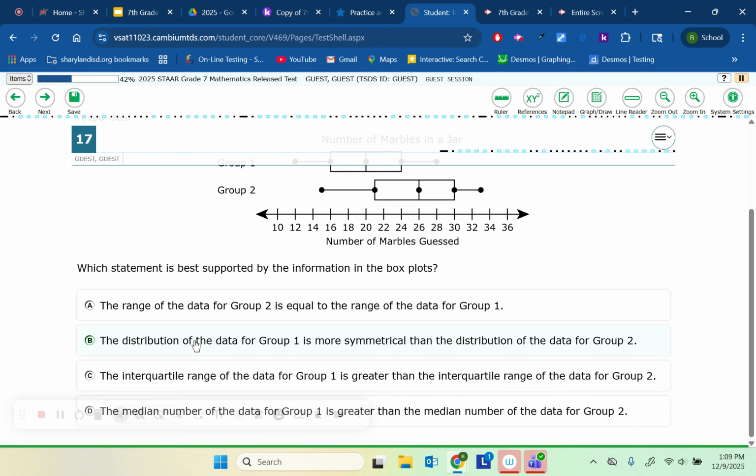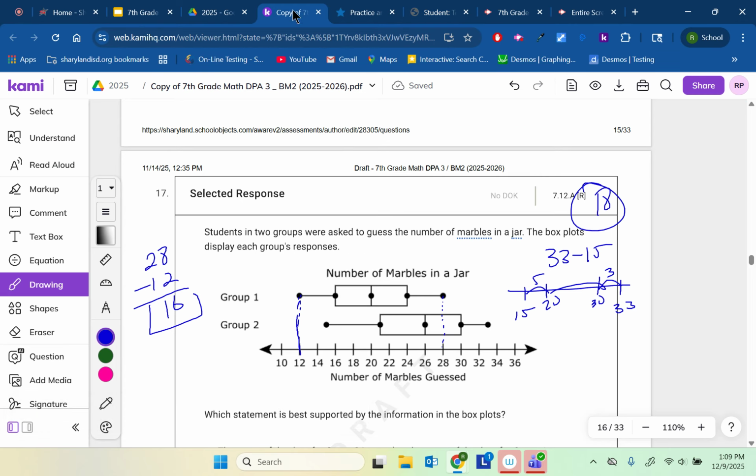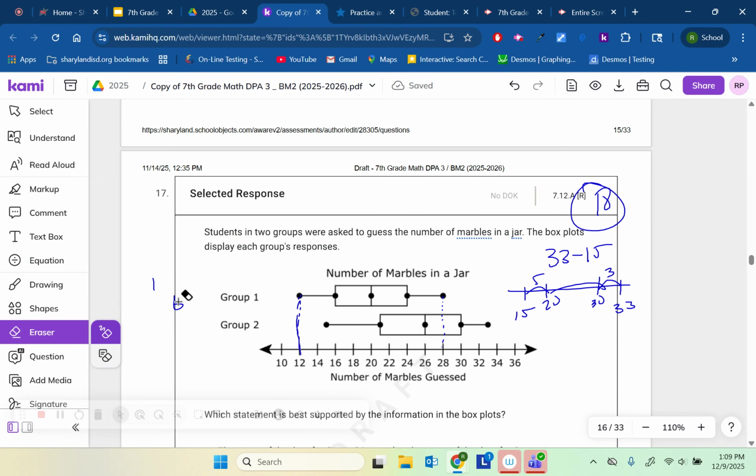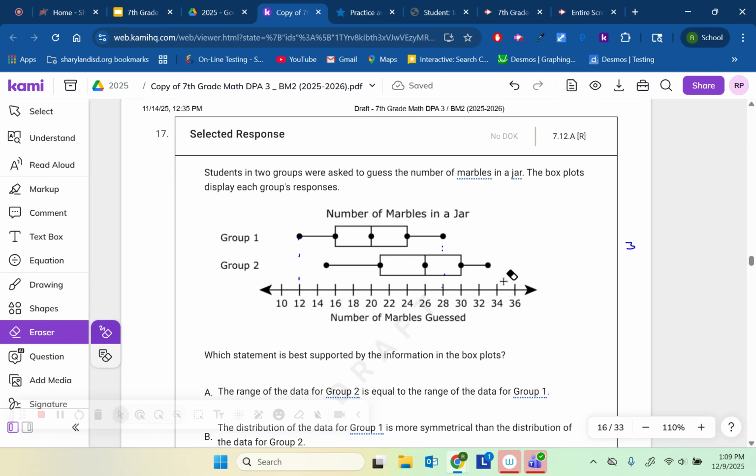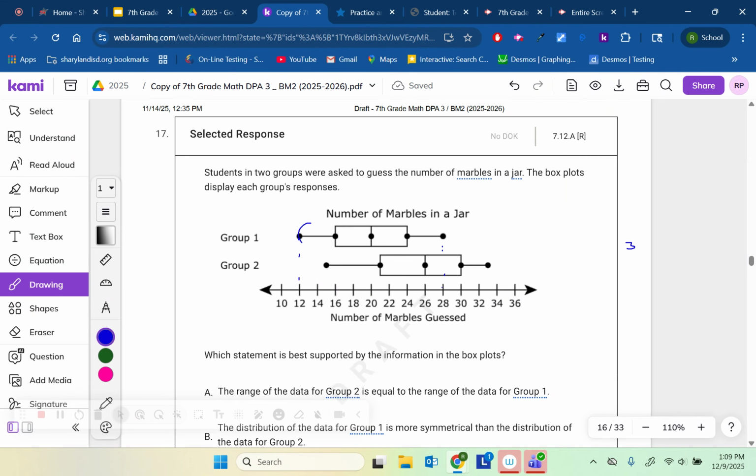The distribution of group one is more symmetrical. That I already saw. I even made a statement on it. I hate it when I hit erase, or I think I hit erase and I don't, and I start writing more instead of erasing. If I look at the distribution, the distribution of the data for group one is more symmetrical. So like this part roughly looks like the same size as this part.